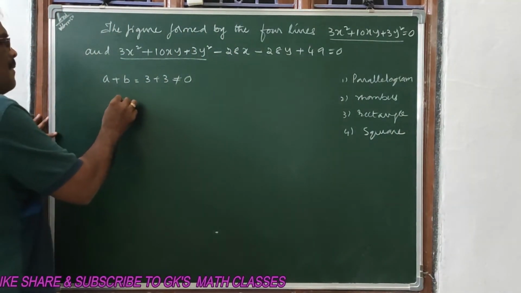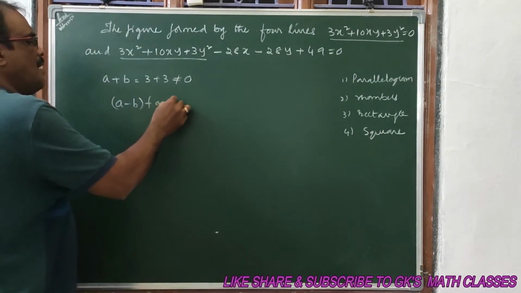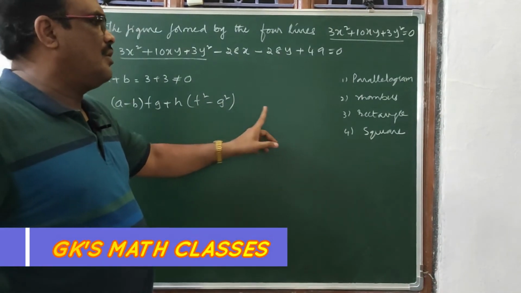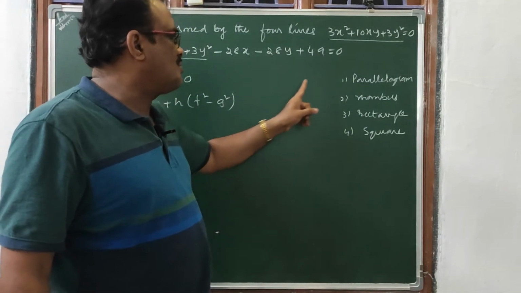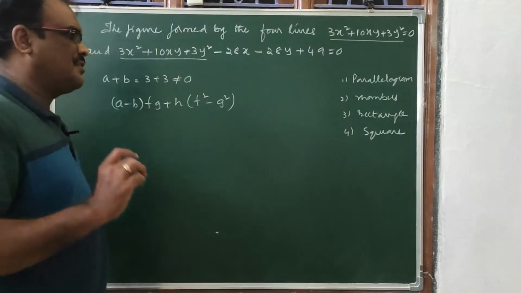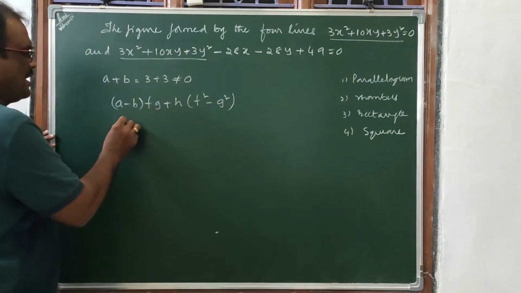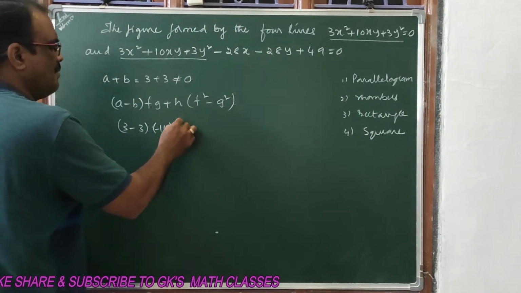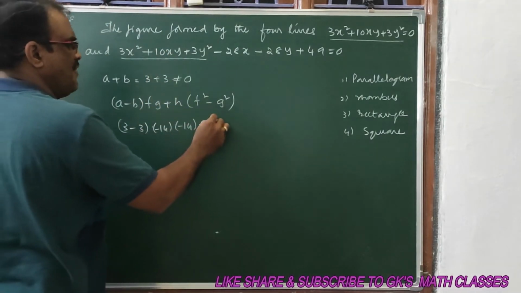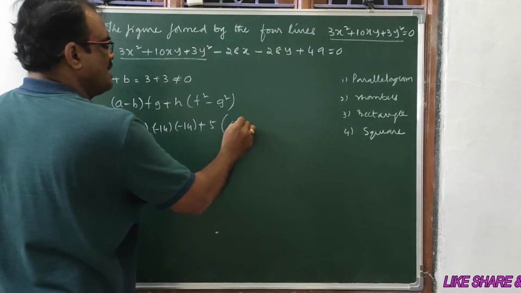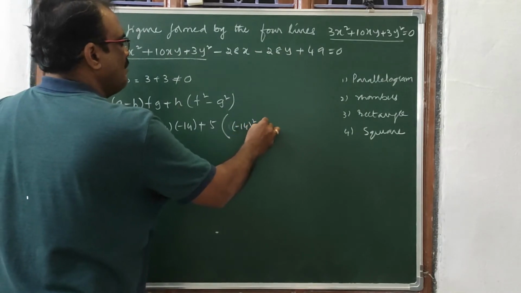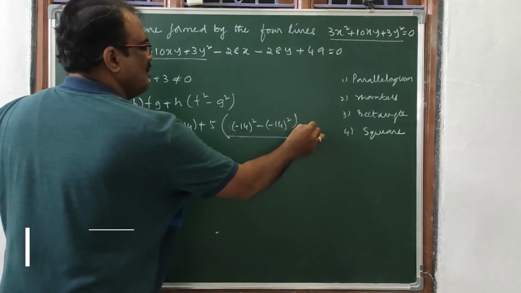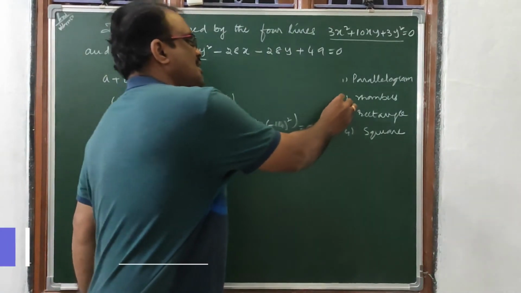Then what is the other condition? a minus b into fg plus h into f square minus g square. If it is equal to 0, then it is a rhombus. If it is not equal to 0, then it is a parallelogram. That is our condition. Now let us see. a minus b, 3 minus 3, into fg plus h, 5, into f square minus g square, 14 whole square minus 14 whole square. This is 0, however. So it is very clear that it is a rhombus.